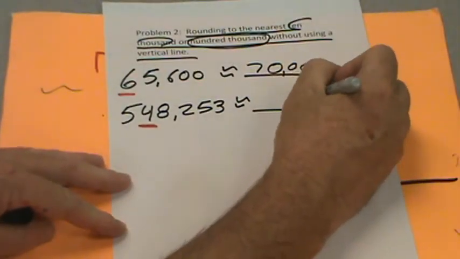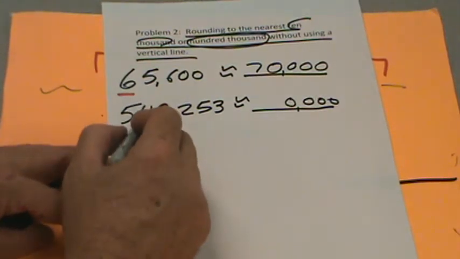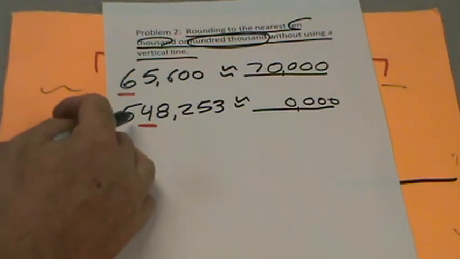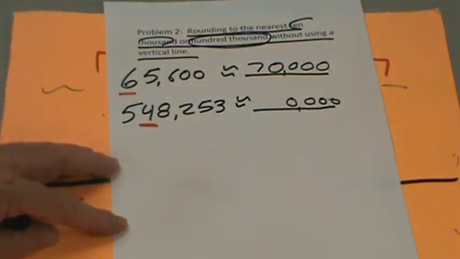So everything after that is going to be a 0. The 4 is either going to become a 5 or remain a 4, and the 5 won't change. The only way the 5 will change in a problem like this is if it were a 9. It might change to a 10 or something along those lines. So what do we do?